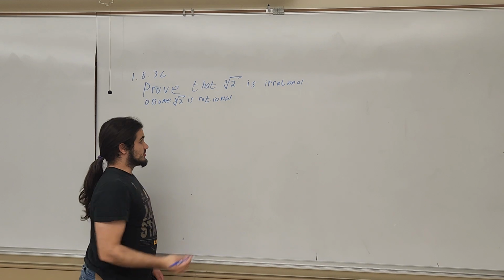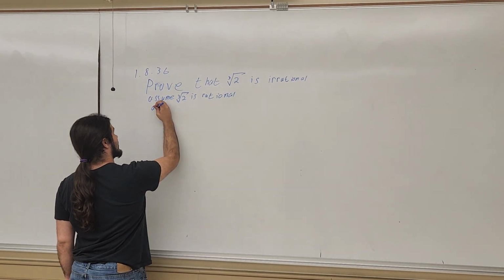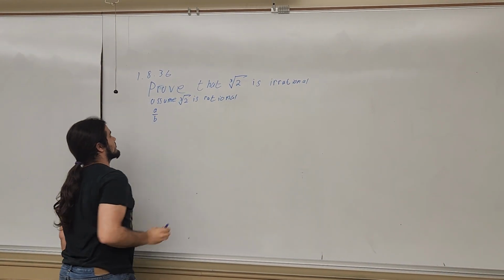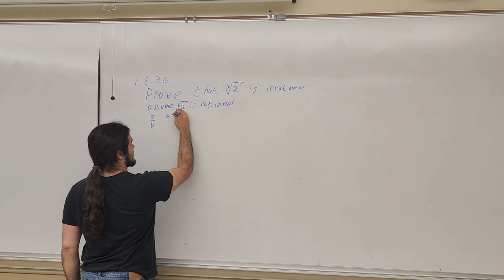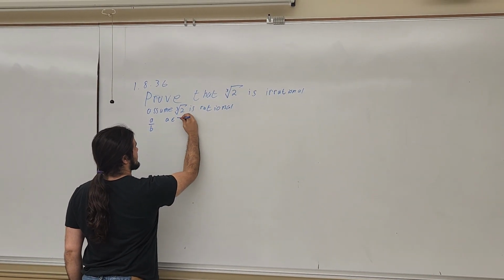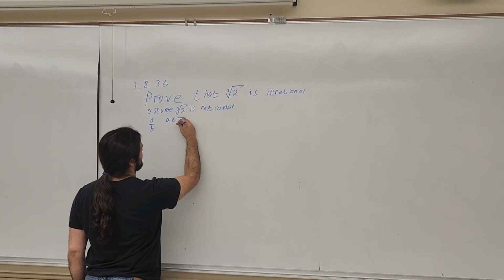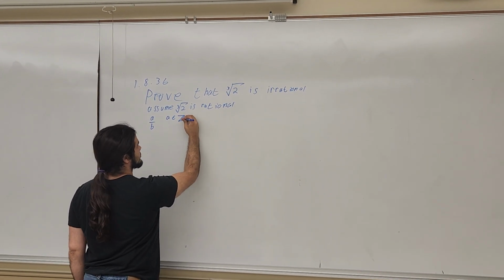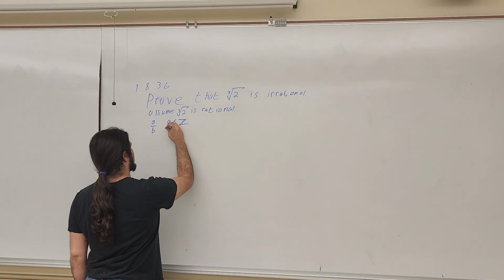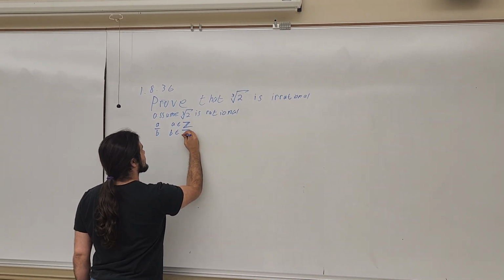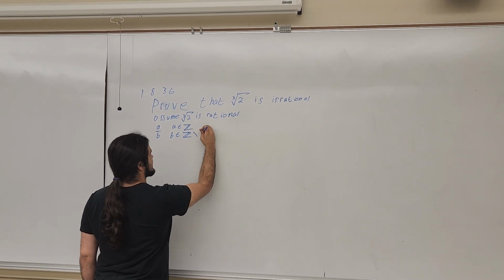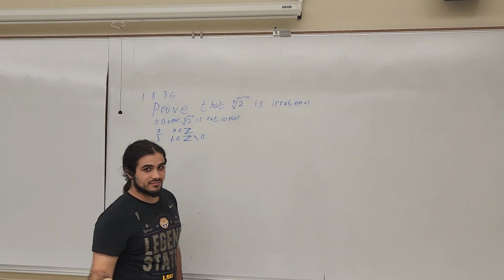What do we know about rational numbers? Rational numbers can be expressed as a ratio of A over B, where A is included in the integers, so it's all positive and negative whole numbers, and where B is also included in the integers, but it is not 0.